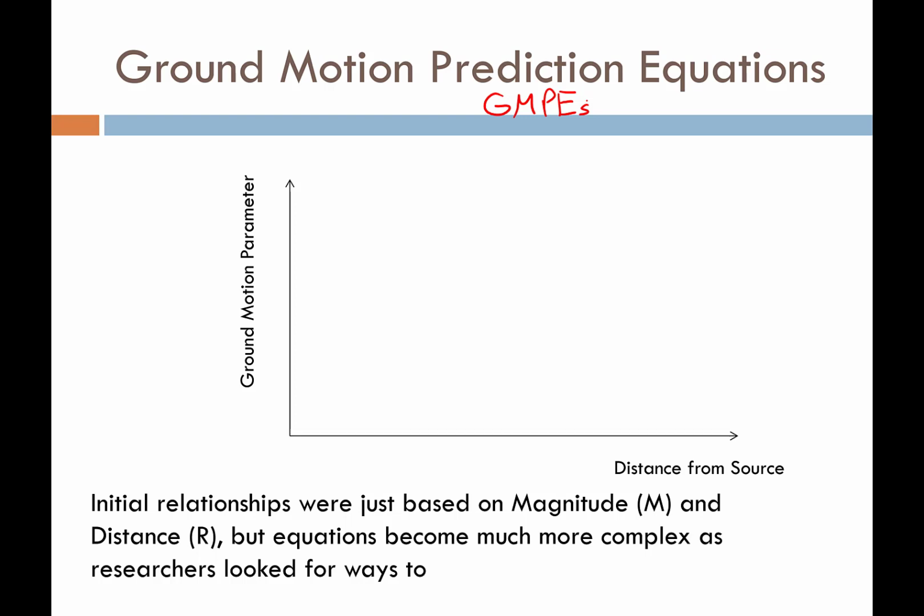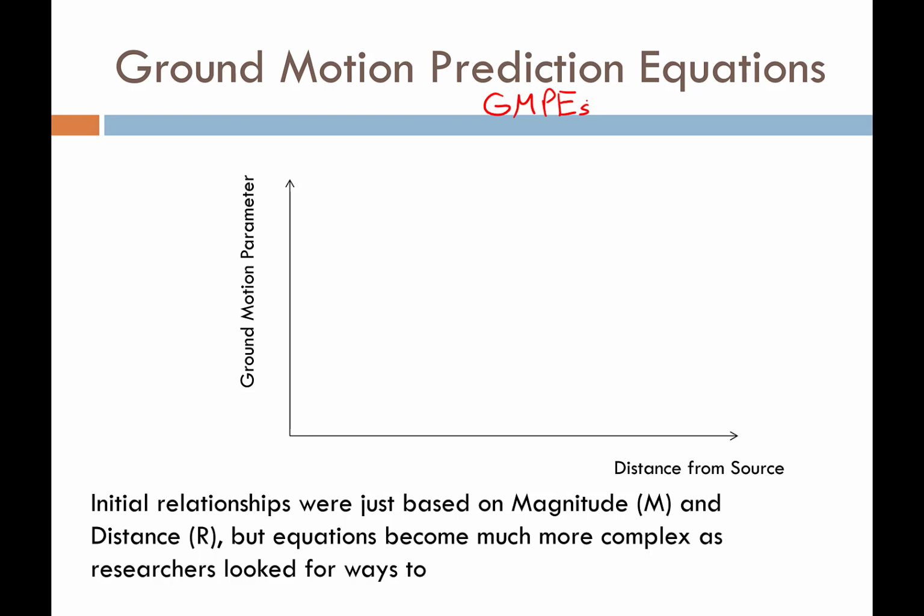So for a few decades now, seismologists have been developing ground motion prediction equations from recorded time histories. What they do is they take a recorded time history, they know the location of the instrument that recorded the earthquake, and they know the location of the fault that ruptured. So they can calculate the distance between the instrument and the fault. Knowing that distance from the source, they can take that recorded time history and quantify whatever ground motion parameter they want from that time history.